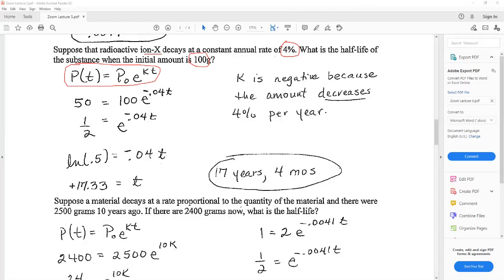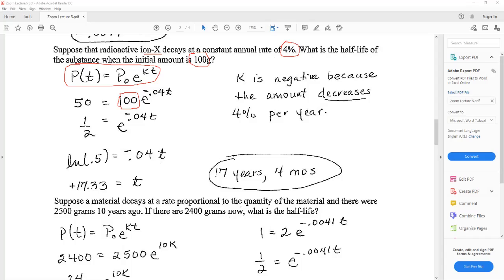We know it's going to fit a decay model. So what do we know? Well, we know that the initial amount is 100 grams of ion X. And we know that it's decaying at a rate of 4%.